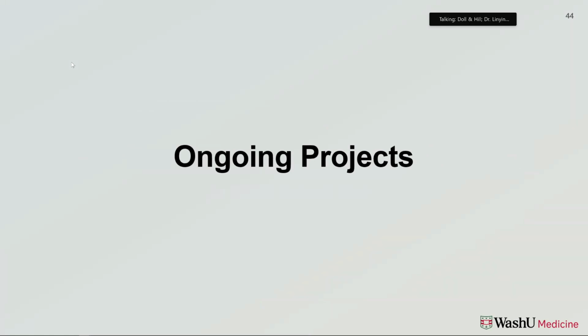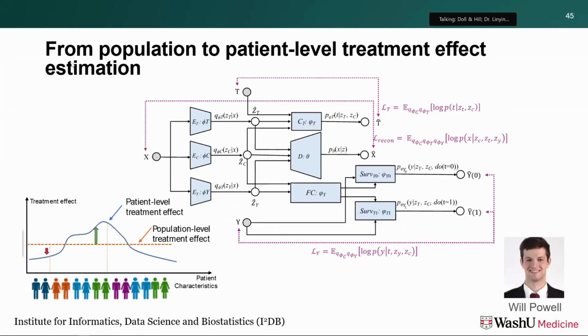So let me very quickly go over some other ongoing projects in my lab that I'm doing with my students. What I presented to you is a pipeline for generating evidence at the population level. We're looking at a large patient population and asking, is the drug safe or effective? However, there's an ongoing need for understanding drug effects in subpopulations, down to the patient level.